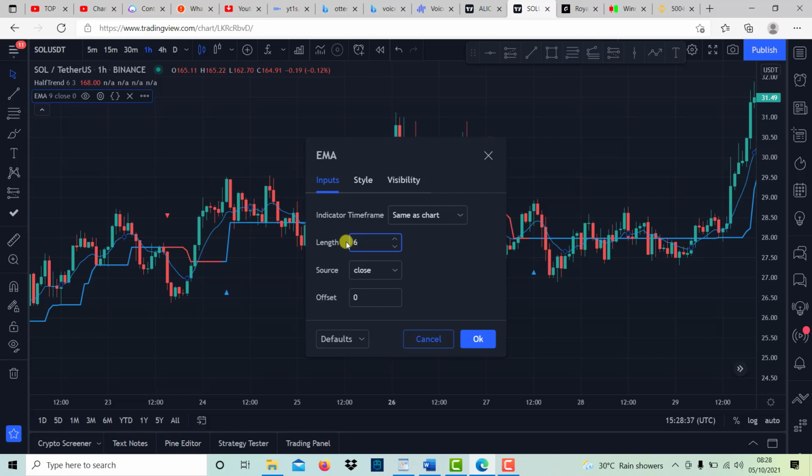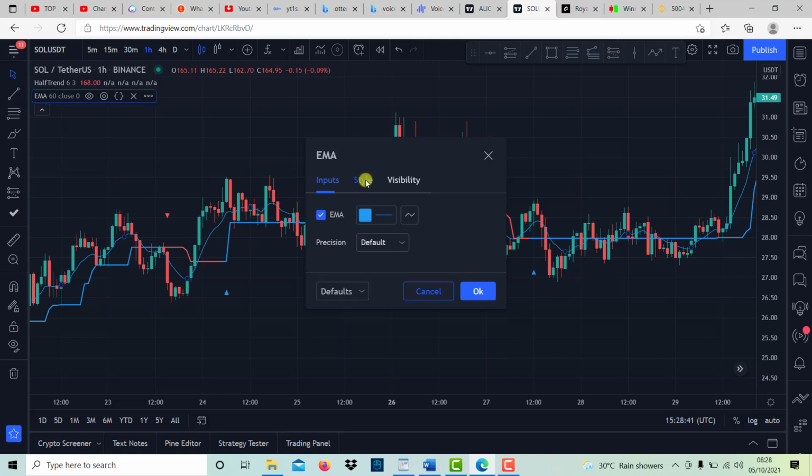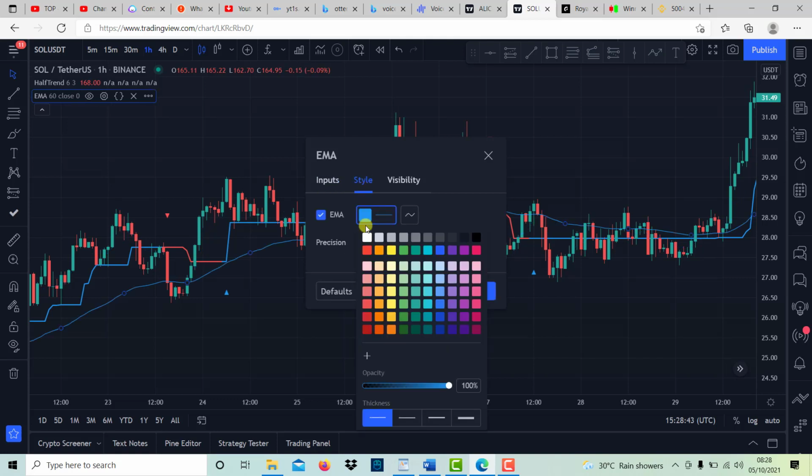Let's change this length to 60. In order for this strategy to work, I have to configure this indicator, and also I would go over to the style section and change the column. Go ahead and click on OK. Now I am going to show you exactly how to place your trades when using these two indicators and how you can profit over time.